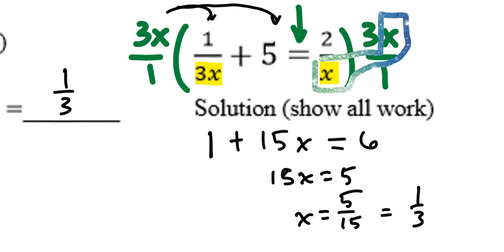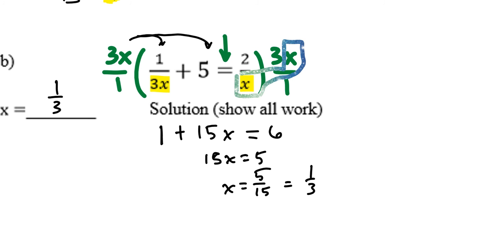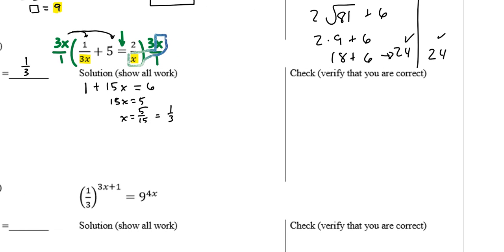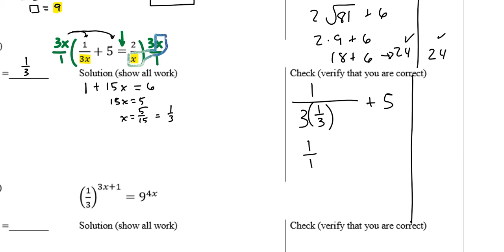Now, in terms of checking that, I need to plug this into that original equation. So let me go over here to the side where it says check. I'm going to write a 1, and then in my denominator, 3 times x. Well, x is 1/3, so I've got 3 times 1/3 in that denominator, and then plus the number 5. Let's simplify that. 3 times 1/3 is 1. So I've got 1 over 1 plus 5, which is simply 1 plus 5, or 6. So the left-hand side is the number 6. Over on the right-hand side, it was a 2 divided by x. But we know that x is this fraction 1/3.